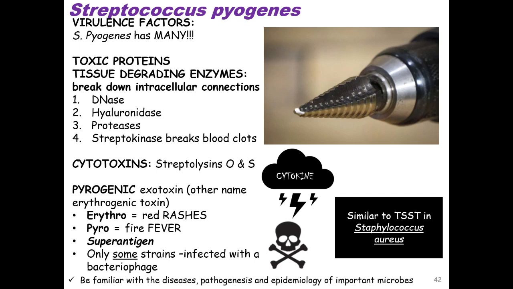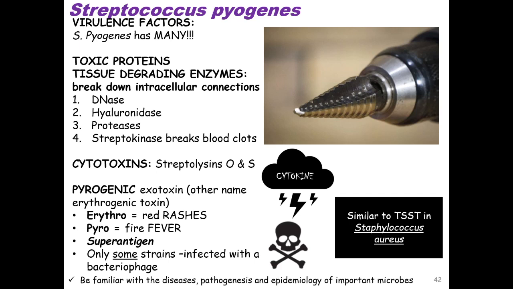They also make special toxins, exotoxins, unique to them. So pyrogenic exotoxin. Some books call it erythrogenic toxin. If you remember, either name tells you what this toxin does. Erythro means red, so we're going to see some redness and some red rashes from this toxin. Pyro means fire, so also spikes in fever, so high fevers. This toxin is very similar to toxic shock syndrome toxin from Staphylococcus aureus. So it is a superantigen, and we get that dysregulated immune response and that cytokine storm.